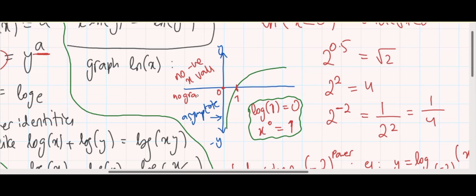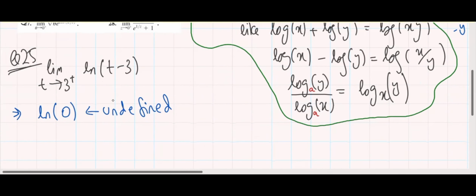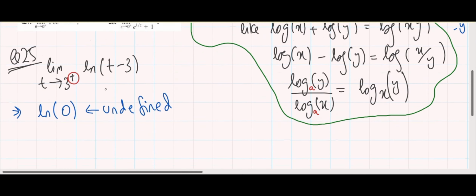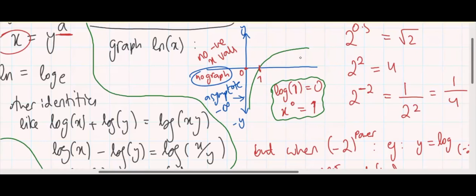Okay, so yeah, no graph on the negative x-axis values. On the negative x-axis, there is no graph, right? On the positive x-axis values, as you approach 0, as you go nearer and nearer to 0, you approach minus infinity, which is basically you are asymptotic to the y-axis and approaching negative infinity, right? You never touch the y-axis, right? So yeah, this question just involves that part.